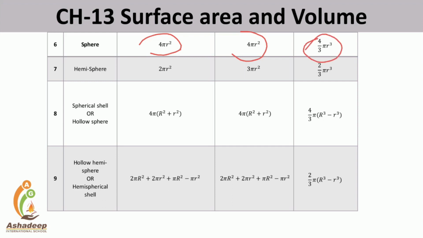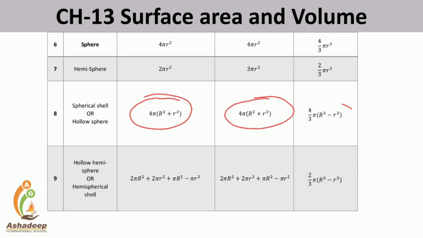Hemisphere, in the hemisphere we need to take care. Why? Because the curved surface area is 2 pi r square, but the total surface area is 3 pi r square. What is the volume? The volume is 2 by 3 pi r cube. Hemispherical shell or hollow sphere, right? So this is the formula for the hollow sphere: curved surface area, total surface area and the volume. Hollow hemispherical shell, right? So you need to go through these formulas and learn them.